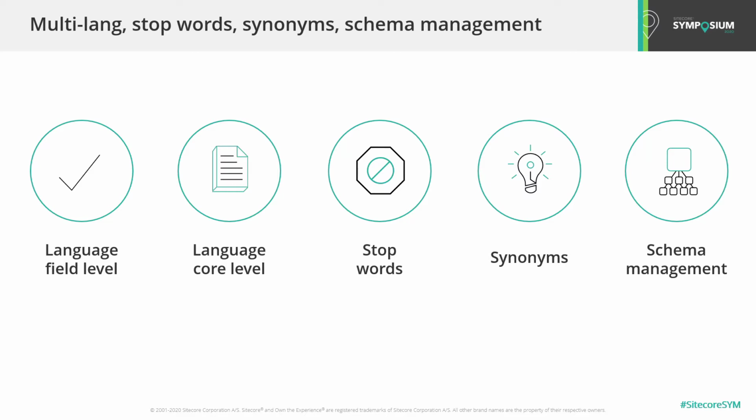Schema management. Sitecore has a very good schema tool. Sometimes we need to analyze fields for stop words and synonyms and make appropriate changes in the schema. And this is very important when we have multiple languages.